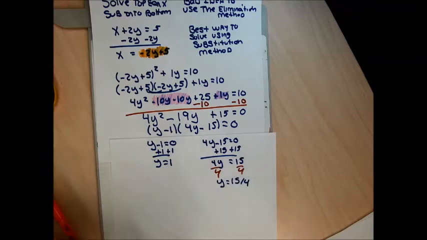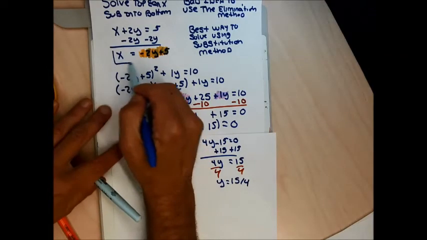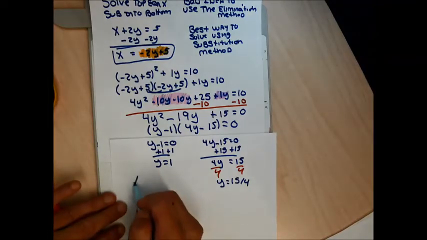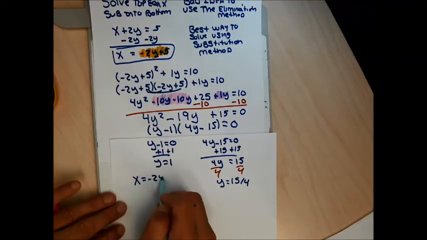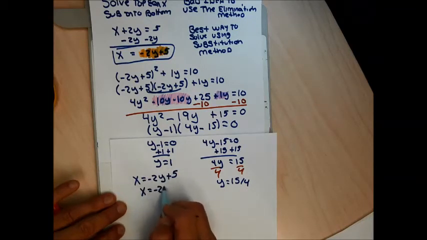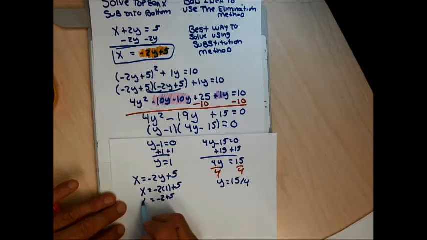I need an x for each y, and this is the way I'm going to get my x's. I'm going to use that equation, and for each y I'm going to get an x. So I'm going to use x equals negative 2y plus 5. For the first y, I'm going to get x equals negative 2 times 1 plus 5, which is negative 2 plus 5, which is 3. That's going to give me the solution x equals 3, y equal to 1.